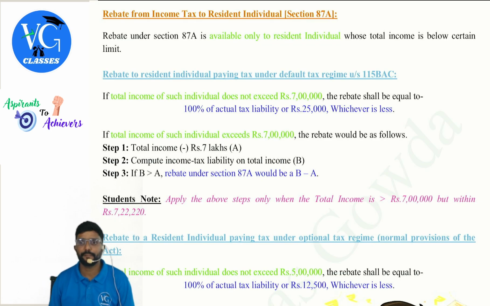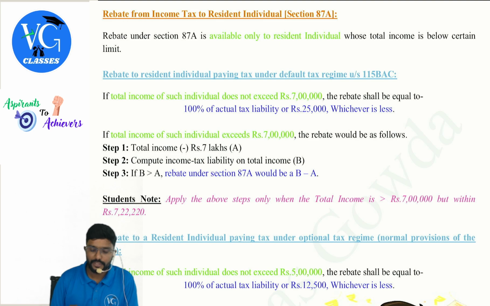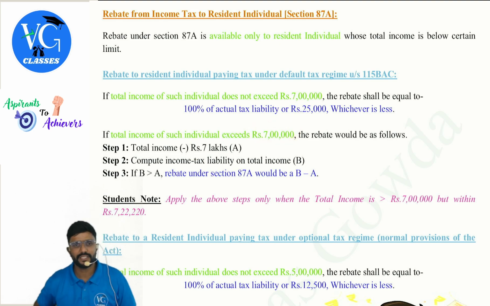Next, we'll proceed further. Rebate under section 87A. Rebate is available only for resident individuals whose total income is within the threshold limit. What is it? It varies between the optional scheme and the default scheme. If the assessee is following the default regime, they are eligible for a rebate under section 87A only if their total income is up to 7 lakh. If their total income is up to 7 lakh, the amount of rebate would be 100% of their tax liability or 25,000, whichever is less.